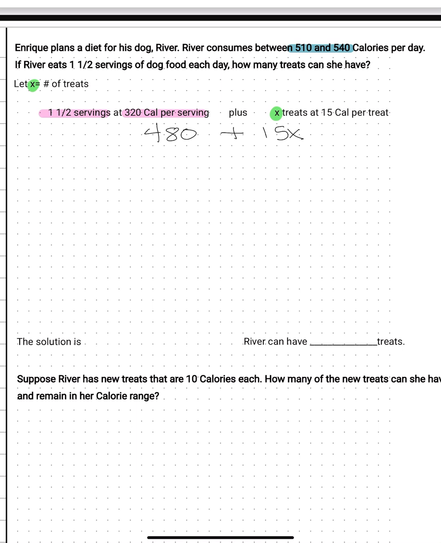We do know that the 480 calories she's already consuming plus the treats has to be at least equal to 510 calories, but no more and up to 540 calories. So this is the minimum calories River can consume in a day, and this is the maximum calories that River can consume in a day. So this is like a compound inequality. We're going to go ahead and solve it simultaneously here.